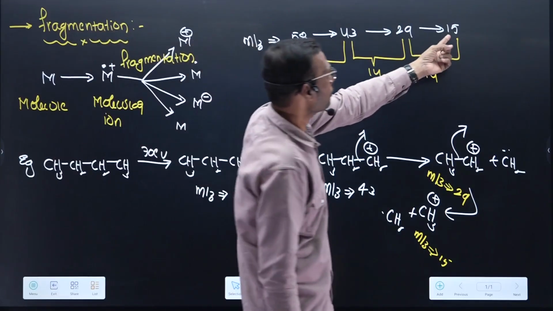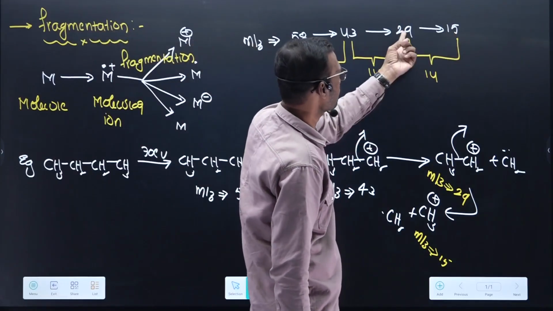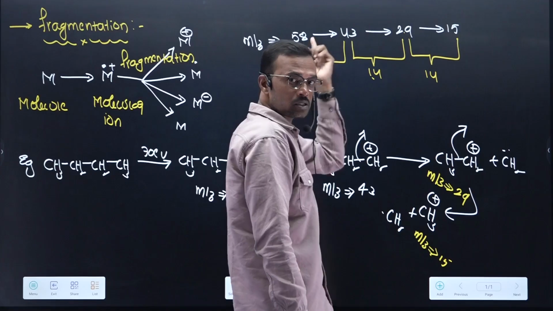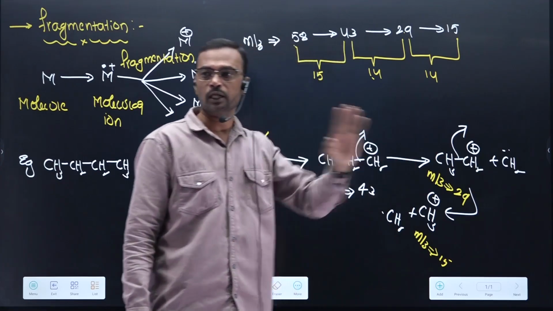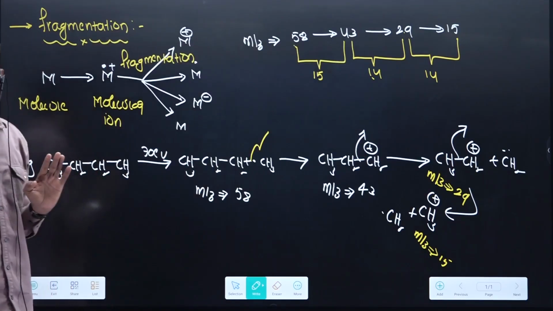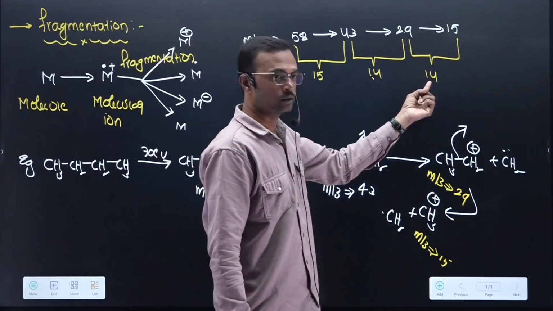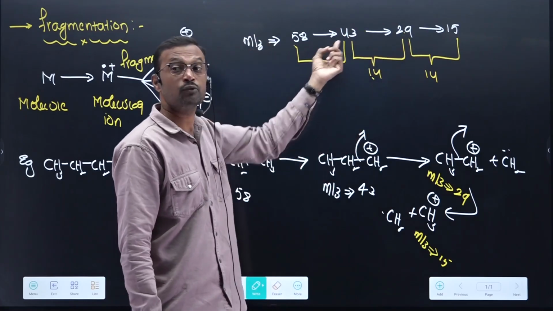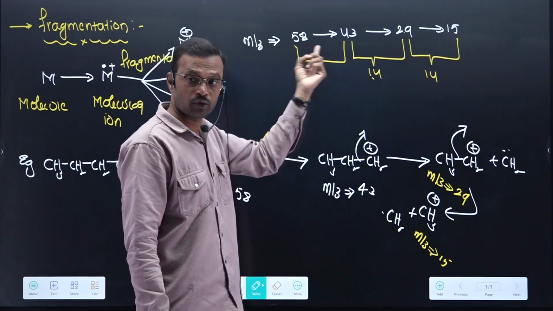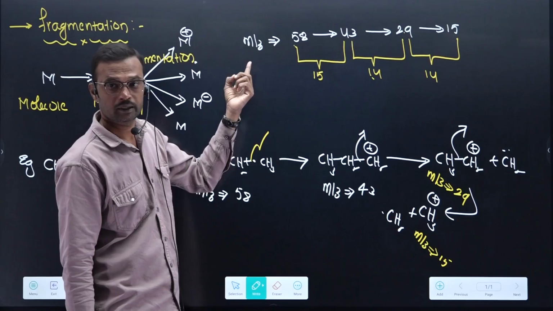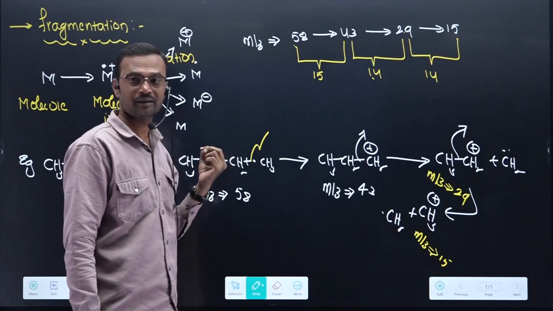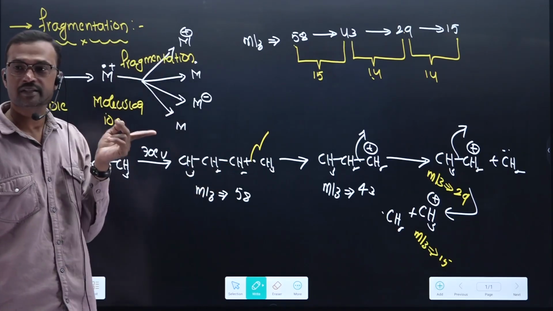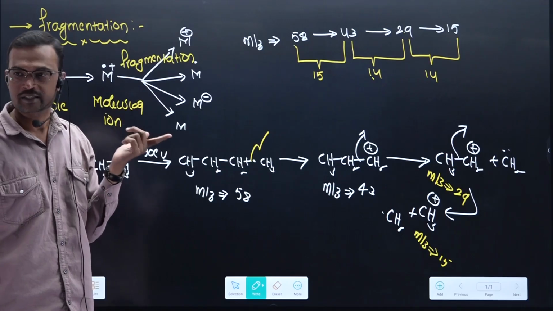See, add 14 to 15: 15 plus 14 is 29. 29 plus 14 is 43. At 43 you don't add 14, you add 15. Suddenly if you get 15, it means the chain is terminated. Suppose 15, 14 gives 29. 29, 14 gives 43. 43, 14 gives 57. 57, 14 gives 71. 71, 15 gives 86. What is 86? The molecular ion.